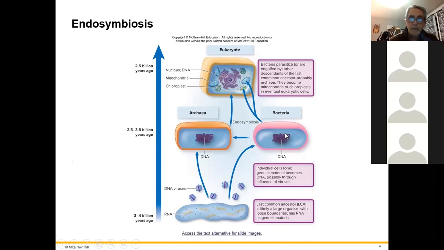We believe what happened is that a symbiotic relationship occurred. Endosymbiosis is when a symbiotic organism lives inside another organism. The reason we think that is that in modern-day eukaryotes, the mitochondria that we have in our cells are very similar to bacteria. And the chloroplast in plant cells is very similar to photosynthetic bacteria.